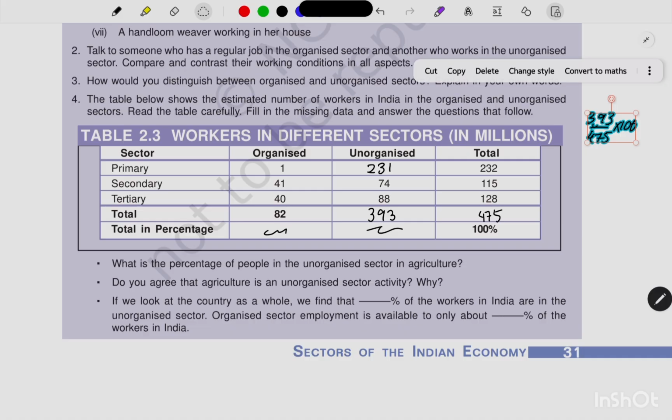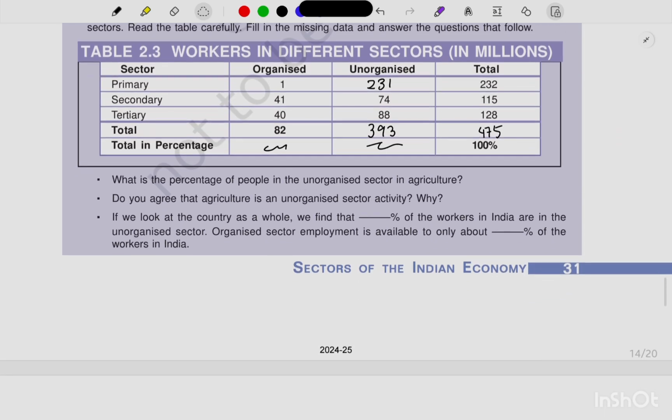So, what is the percentage of people in the unorganized sector in agriculture and why? In agriculture, okay, you can find that out by what I said. Now, do you agree that agriculture is an unorganized sector activity? Why? Most of the people are working under the unorganized sector in agriculture, the primary sector. Now, if we look at the country as a whole, we find that dash percentage of the workers in India are in the unorganized sector. We can find that. Organized sector employment is available to only dash sector of the workers in India. Find that.